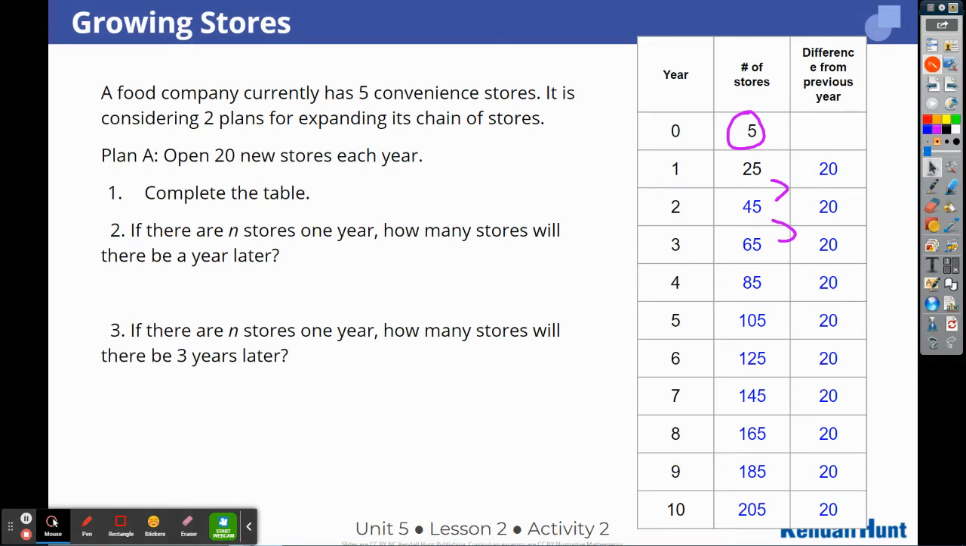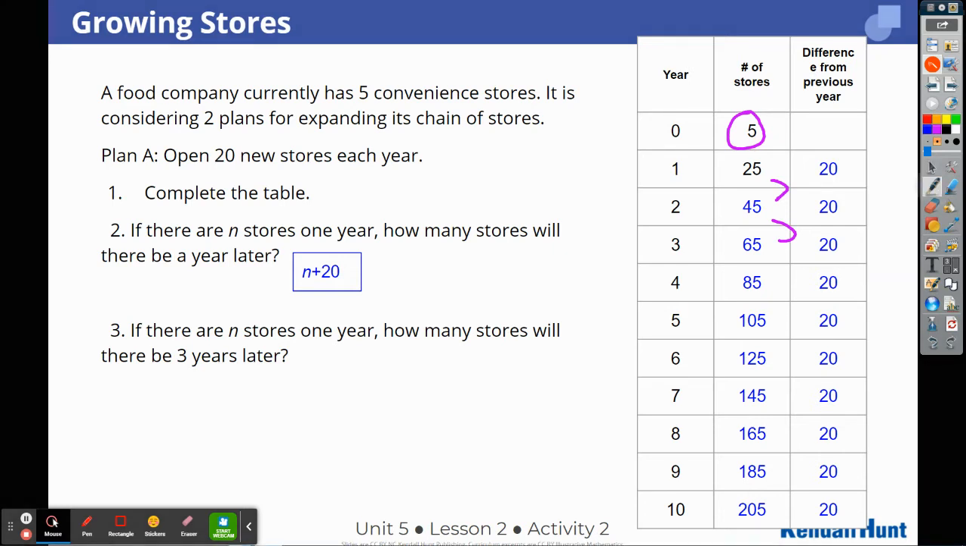If we have n number of stores, how many stores will there be a year later? If n represents the number of stores I'm starting with, and I want to know the next year, I'm simply going to add 20. So n plus 20 will give me an expression to find the next year's number of stores. If I want to find out how many stores I'm going to have 3 years later, well, I need to get from 5 to 3 years later. So 1 year, 2 years, 3 years. So I need to get to 65.